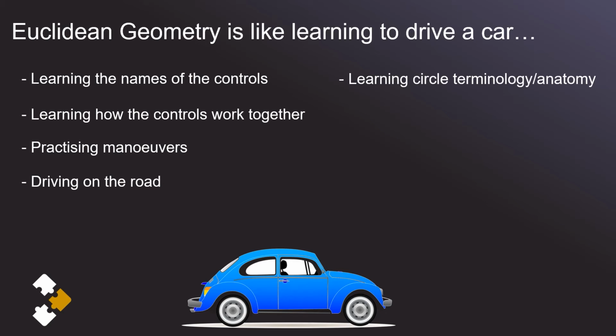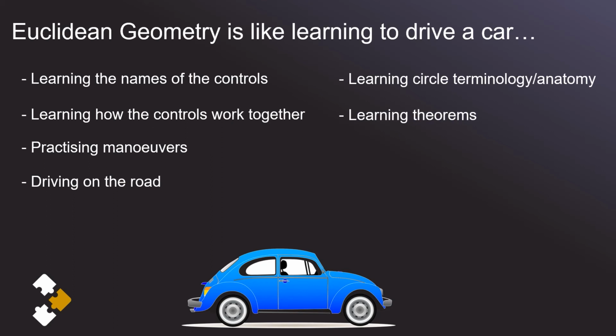So the first thing that you need to do is to learn the circle terminology and anatomy. So you've got to know what's a diameter, what's a radius, what do we mean by segment, subtend, tangent, all of these things. Because without knowing what those things mean, well, then the theorem statements are just going to be gibberish.